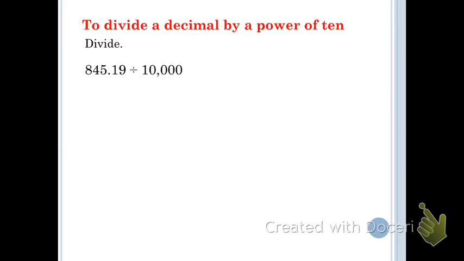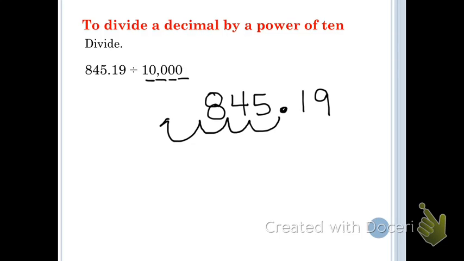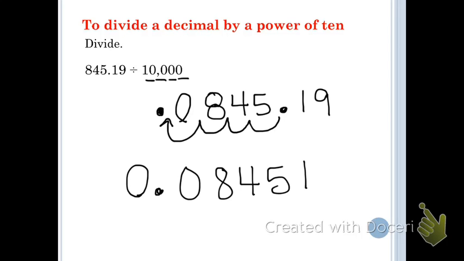845 and 1900 divided by 10,000. Notice 10,000 has 4 zeros, so I'm going to be moving my decimal 4 places to the left. 1, 2, 3, 4. So I'll need to put a 0 right here. Remember, your decimal is right here. And I like to place a 0 in front of my decimal also. So our quotient is 0.0845519.